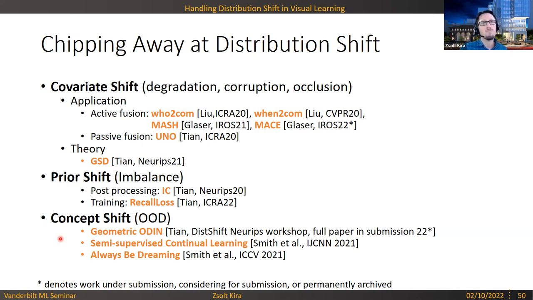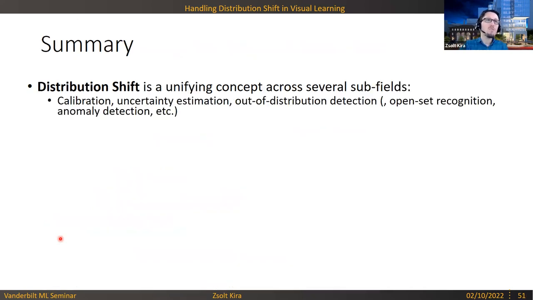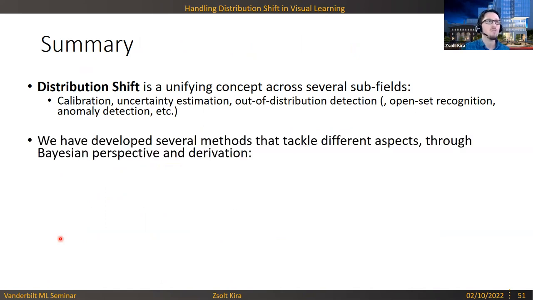And we can really use that to both understand in a more interpretable way what's going on with these models under distribution shift, and also hopefully develop new methods that improve results. So in summary, that's the key thing. Distribution shift is really a unifying concept across many different fields, including calibration, uncertainty estimation, out of distribution detection, robustness, and so on.